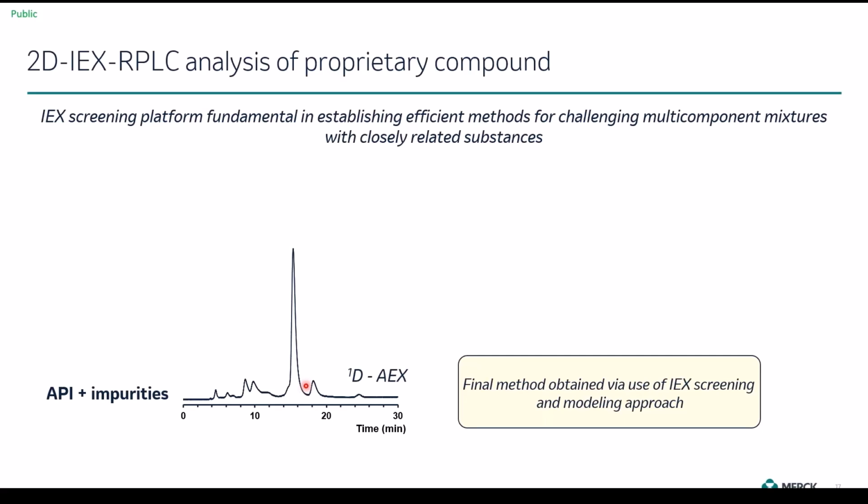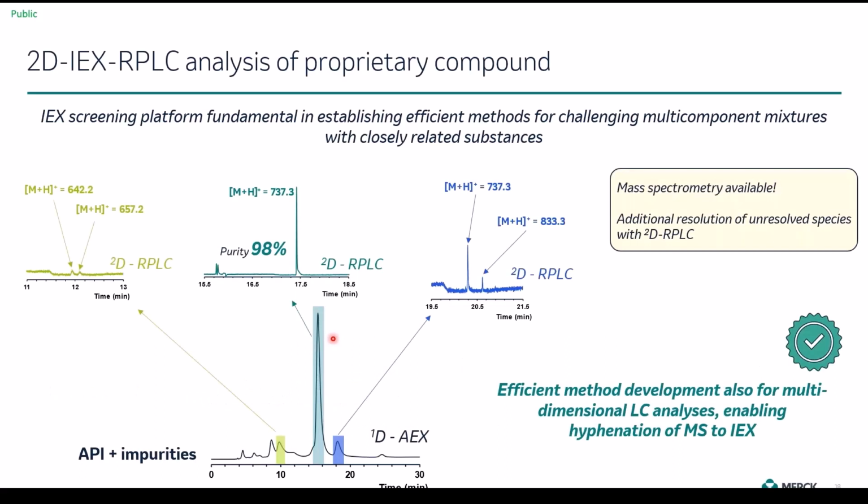Therefore, we had to establish a 2D ion exchange reverse phase method in order to have a more efficient hyphenation of our ion exchange with MS, as we were not using MS compatible conditions in our first dimension ion exchange method. We were able to utilize the same method on a 2D LC platform. We were able to keep the same quality of separation, and actually we were able to confirm, by performing a hard cut of the main peak, that we were in fact obtaining a high purity level of our API.